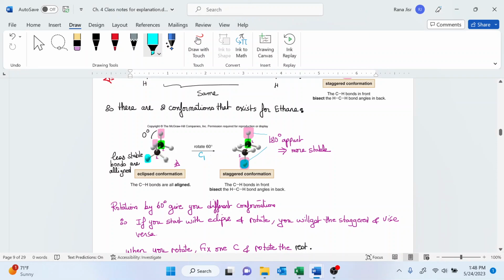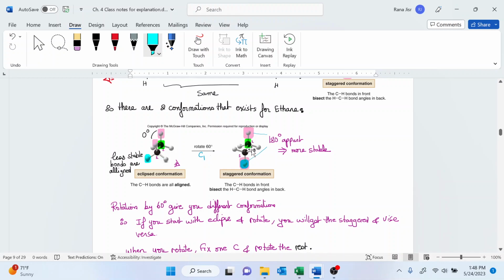There are two conformations for ethane that exist, the staggered and the eclipse conformation. To go from eclipse to staggered or staggered to eclipse, you fix one carbon, you rotate the other carbon, and the rotation has to be 60 degrees. Every time you rotate 60 degrees, you go from eclipse to staggered, staggered to eclipse, and so on. Between those two, the most stable one is the staggered conformation, because as you can see, the bonds are not aligned.